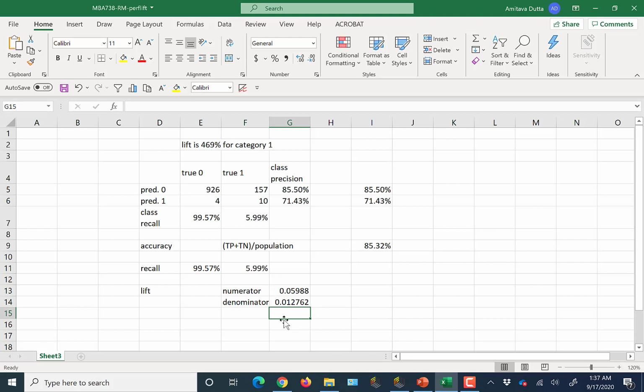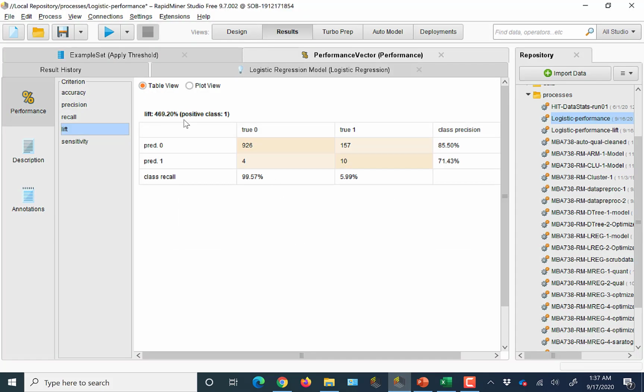Okay, so if we want to compute how much better the model is performing with the target group relative to some random person drawn from the population, you take the ratio of these two, this divided by this, which is 4.69. So let's convert that to a percentage. Where is this percentage here? There's your 469.2. Let's see what RapidMiner had given us. There you are, 469.2. That's where the lift came from.